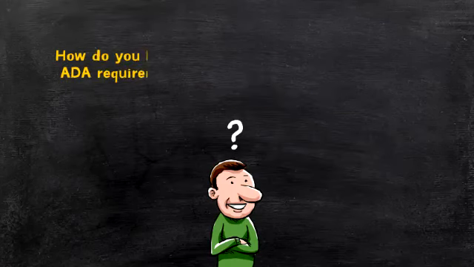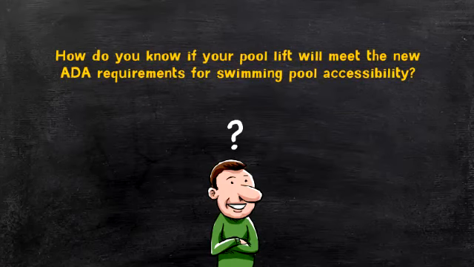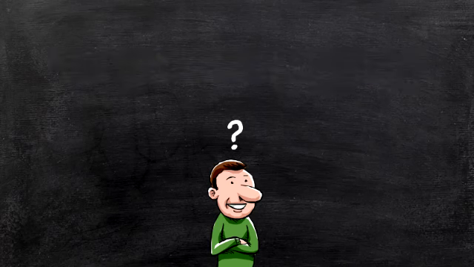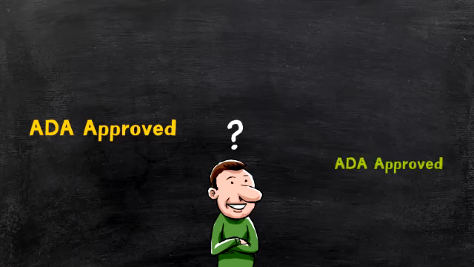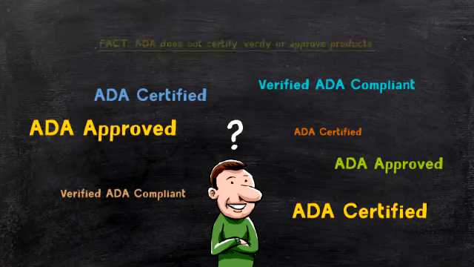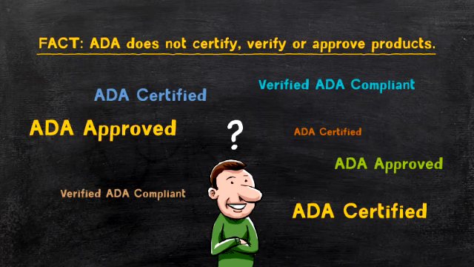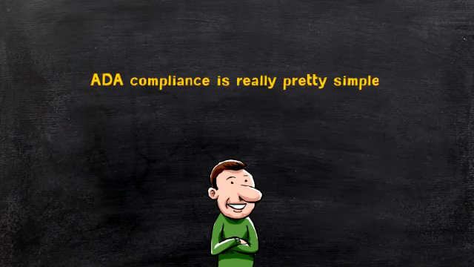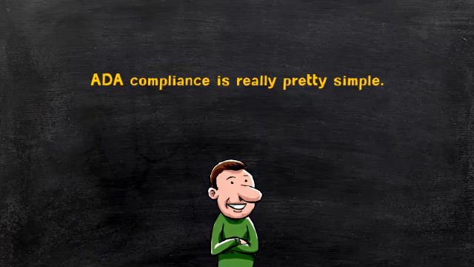How do you know if your pool lift will meet the new ADA requirements for swimming pool accessibility? It can be hard to tell when the requirements are boiled down into marketing terms such as ADA approved, verified, ADA compliant, and ADA certified. If you're confused about what constitutes ADA compliance, don't worry. In reality, compliance is pretty simple.